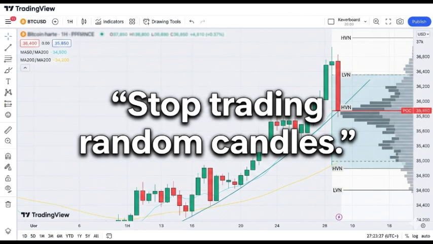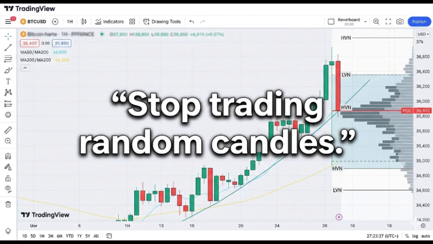Most traders do not lose because they are bad at clicking buttons. They lose because they enter the market without understanding where price is actually accepted, where it is rejected, and where the real battle between buyers and sellers is happening. That is exactly why volume profile matters.